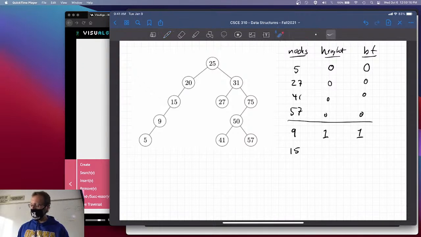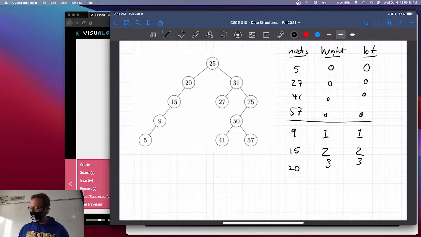15, what is its height? 1, 2. What is its balance factor? You look at the left subtree and its height is 1. You look at the right subtree and its height is negative 1. So 1 minus negative 1 gives me 2. There we go. And you start to see a pattern here. What about 20? It's going to be 3 and 3.